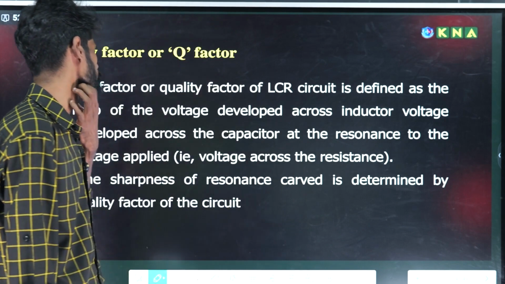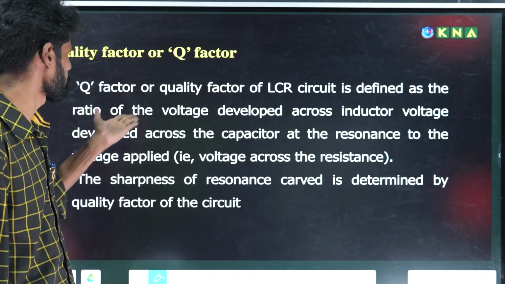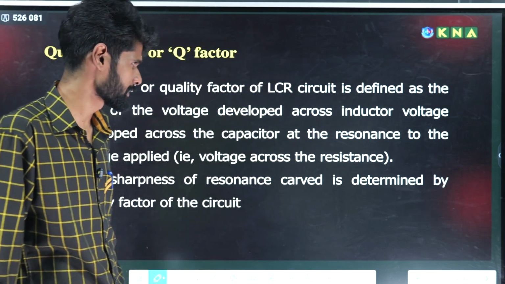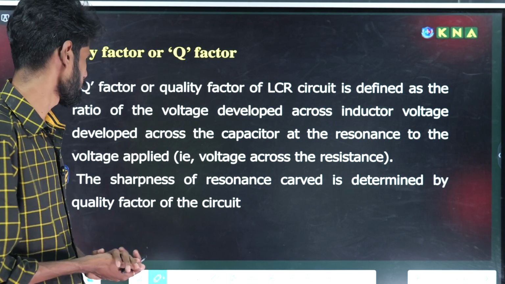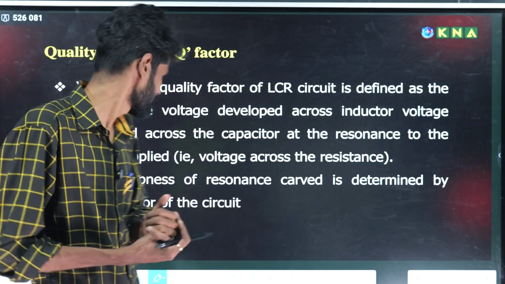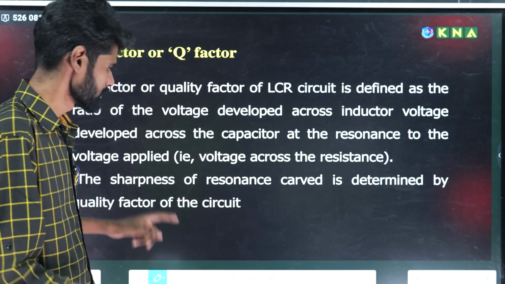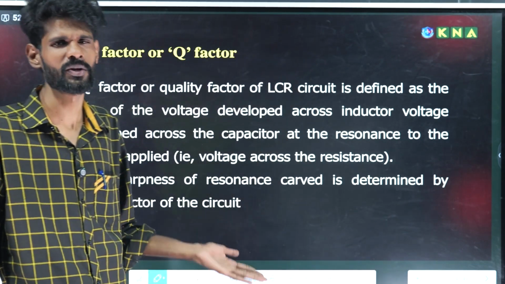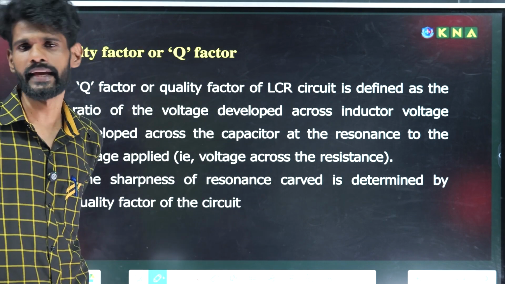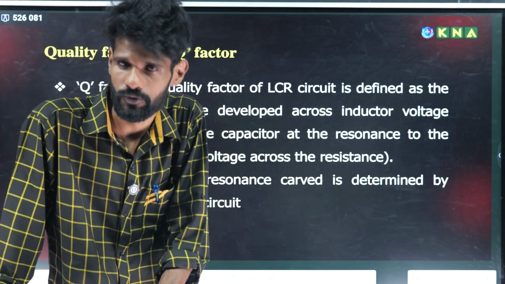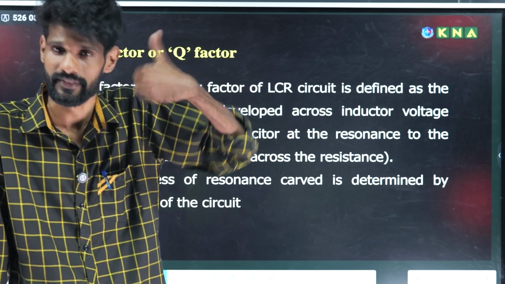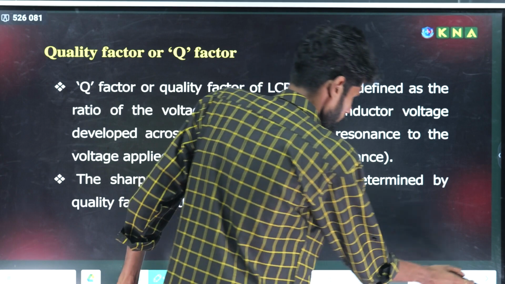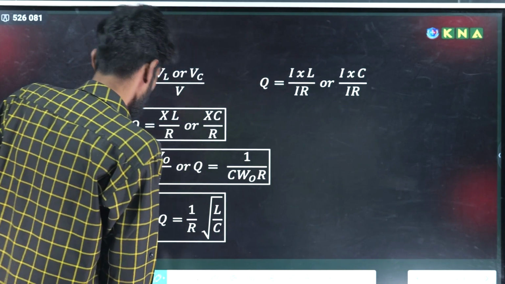Now move on to the quality factor. Quality factor of an LCR circuit is defined as the ratio of the voltage across the inductor or the capacitor at resonance to the voltage applied. So the sharpness of the resonance is determined by the quality factor of the circuit. It is the ratio of the voltage across the inductor or capacitor at resonance to the applied voltage, or the voltage across the resistor. At resonance, the applied voltage is the same as the voltage across the resistance. So this is the definition.